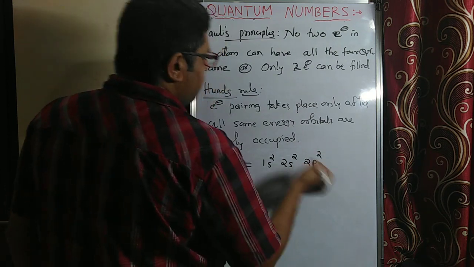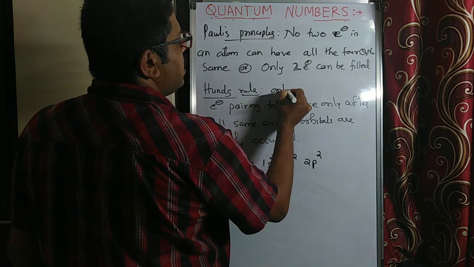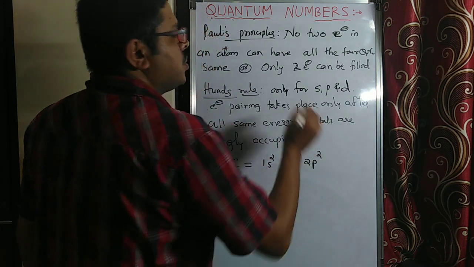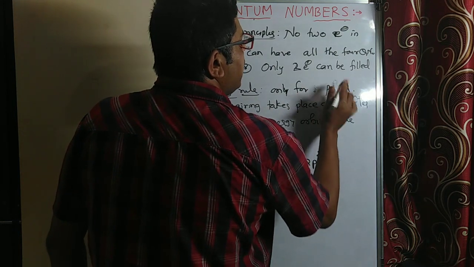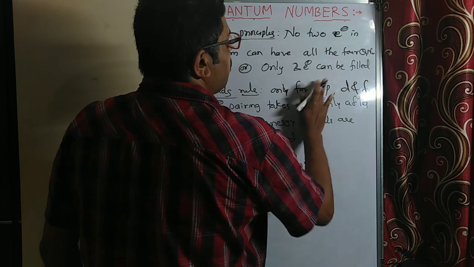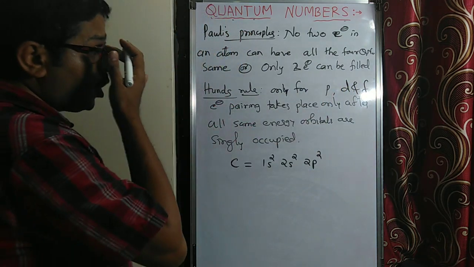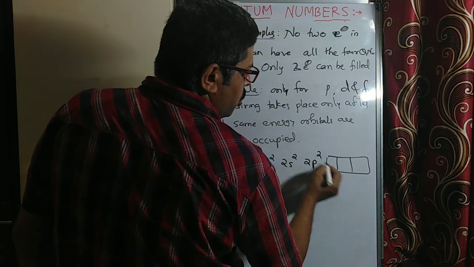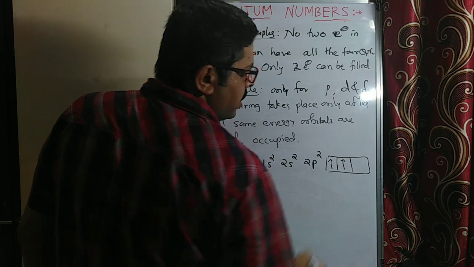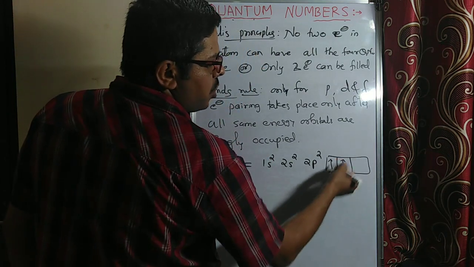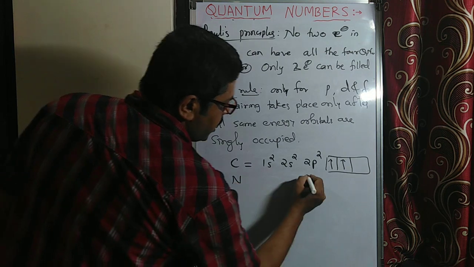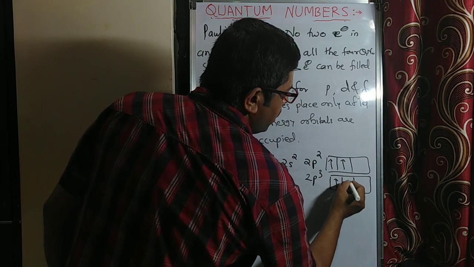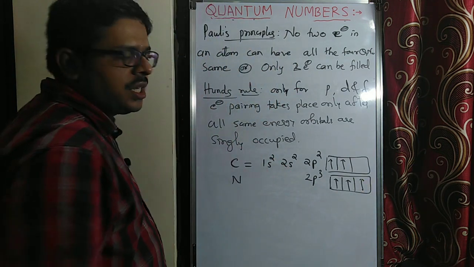But when you fill 2p, remember one thing, Hund's rule is applicable only for p, d and f orbitals. PDF, remember, PDF. For s orbital you cannot apply it. Now the 2p orbital is there, correct? So 3 orbitals are there. So 2p2 means I have to fill 1 electron here, 1 electron here. You cannot pair the electrons until all these orbitals are singly occupied. Now nitrogen, you can see 2p3. 2p3 means I have to fill the electrons like this: 1, 2, 3. Half filled are more stable because of this reason.